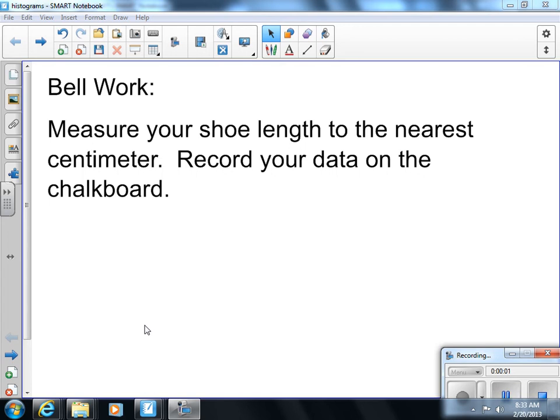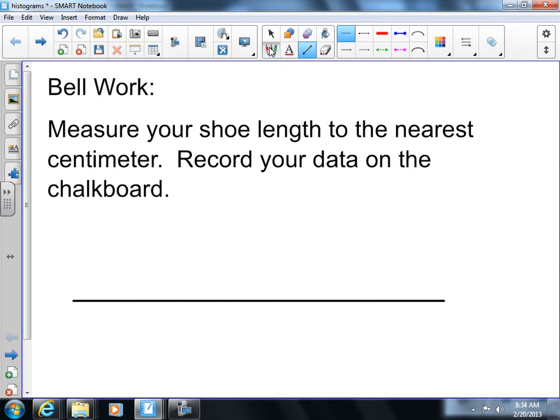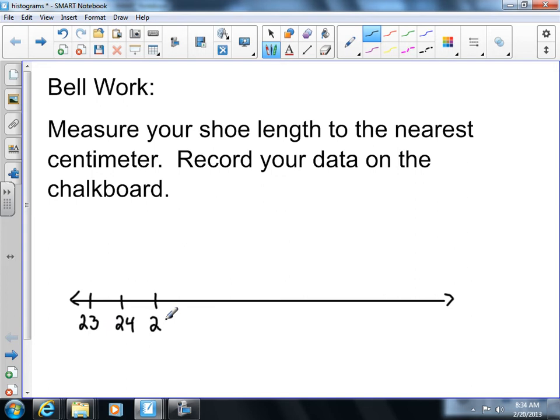In 7th grade, I had you measure your shoe length to the nearest centimeter, and we recorded our data on the chalkboard. And this is what we have. We recorded it in a line plot, and we started with 23. And these were all centimeters. I asked you to measure it to the nearest centimeter, and you plotted it and made a line plot.